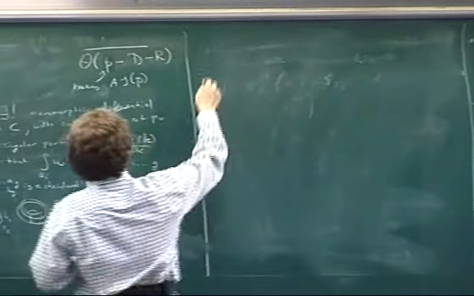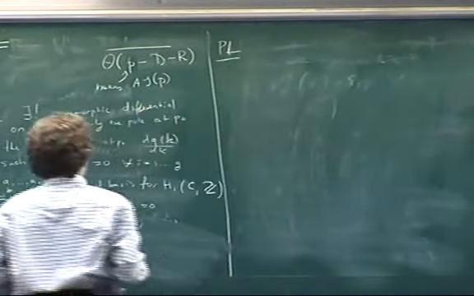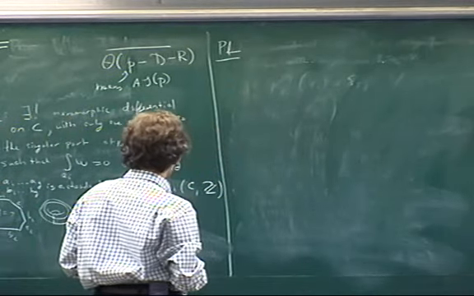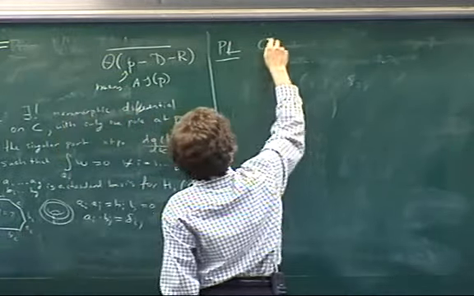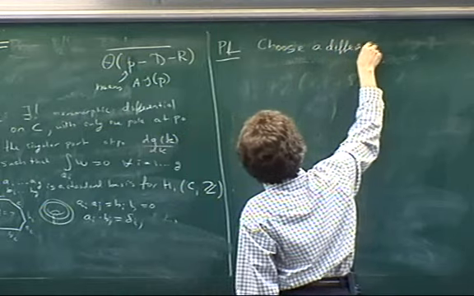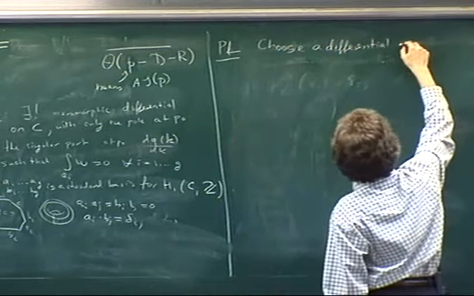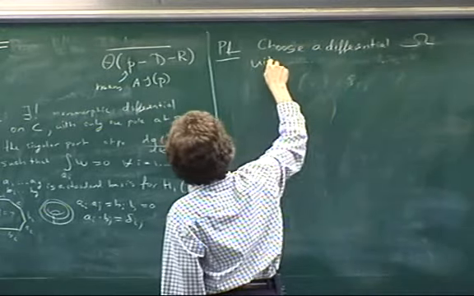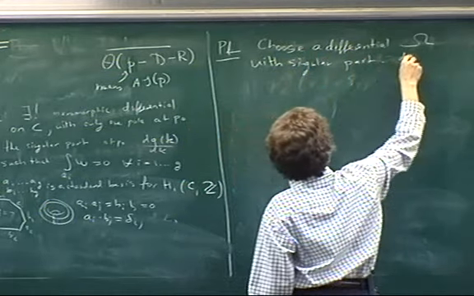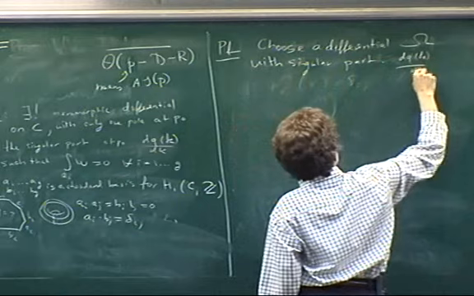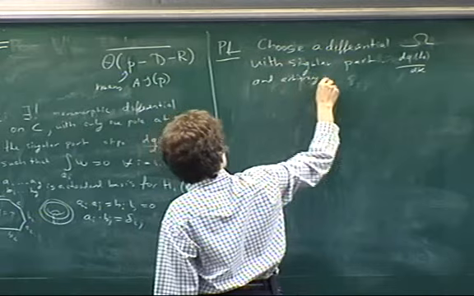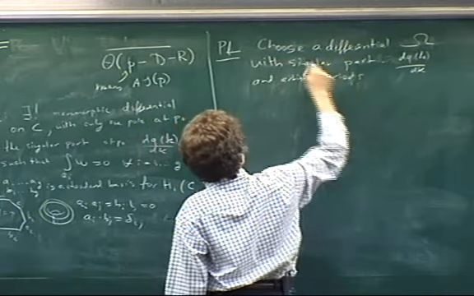Well, proof. So there certainly exists, choose a differential, I don't know, capital omega with singular part dq of k dk and arbitrary periods. So this is existence.